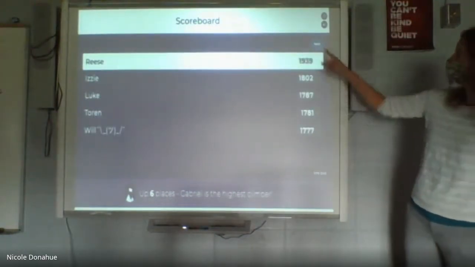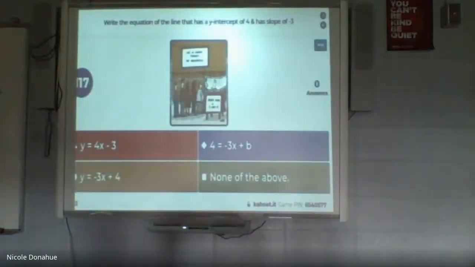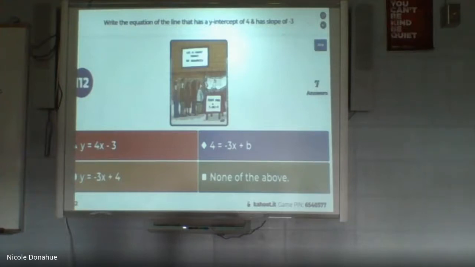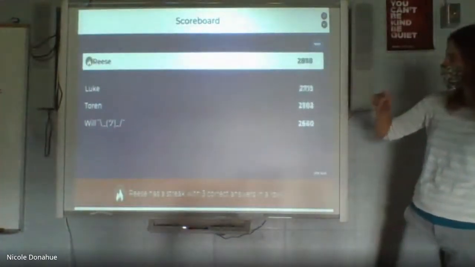Maybe we can change this here. All right, so y-intercept of 4 and a slope of -3. Oh, no, right here. Yeah, they're kind of tricky about their order there. All right, now too many of you guys fell for the order change there.